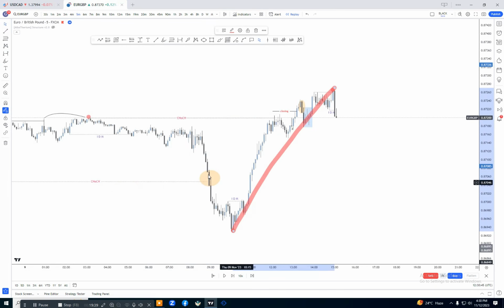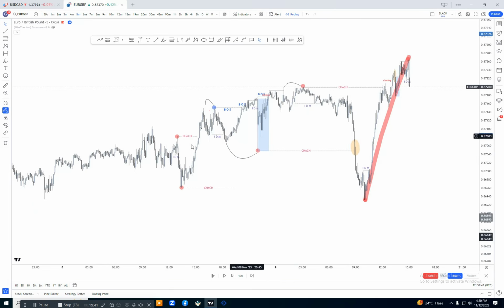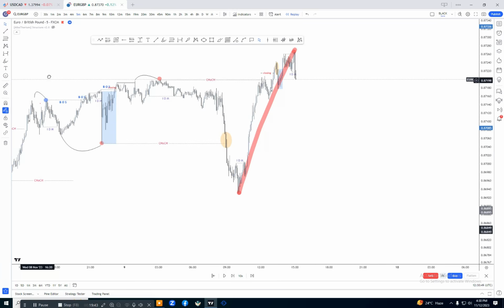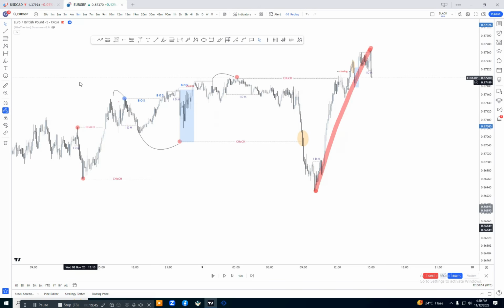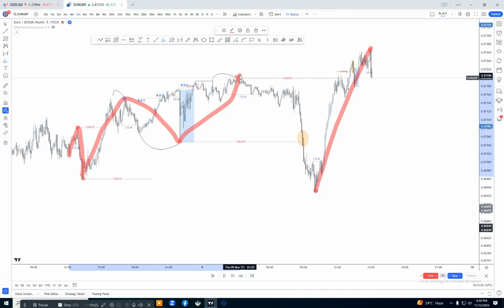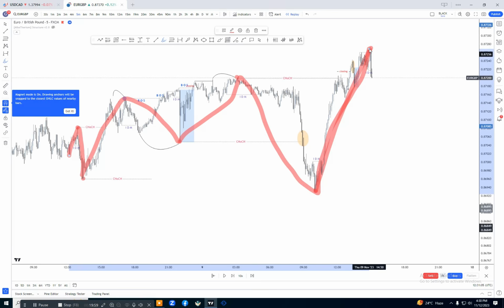Now if we focus on the whole movement in the market, what was the movement? If we see here, here was high and here was low, and here was our higher high and this was our higher low, this was our higher high and this was our lower low, and this was again our higher high. This is the structure in the market for now.